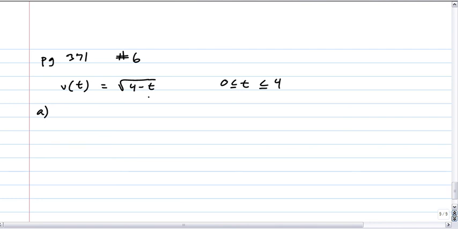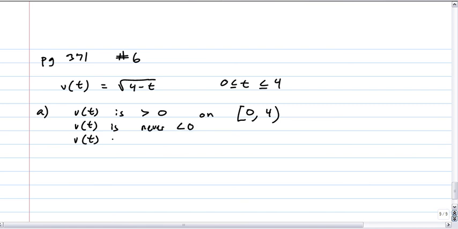as t ranges from 0 to 4, this thing is always going to be positive. Right? So if you think about all the values you can plug in for t between 0 and 4. Well, if t is 0, the velocity is square root of 4, so 2. If t is 4, the velocity is 0. So the velocity is only 0 at t equals 4. So v of t is greater than 0 on the interval from inclusive 0 to exclusive 4. V of t is never less than 0. V of t equals 0 when t equals 4.